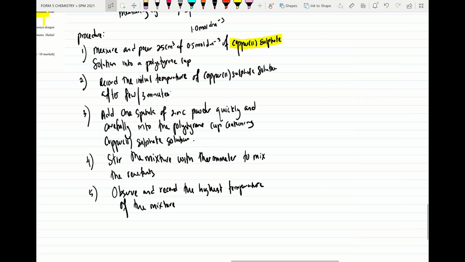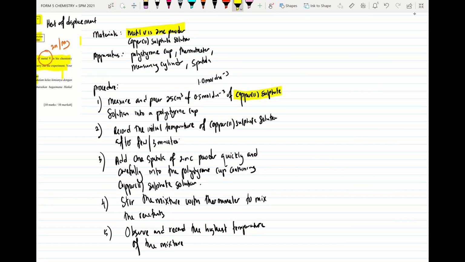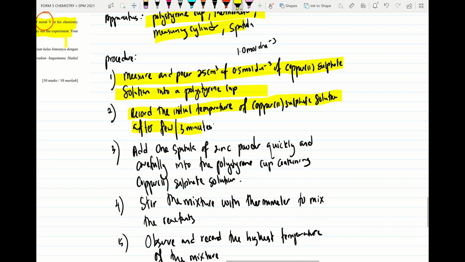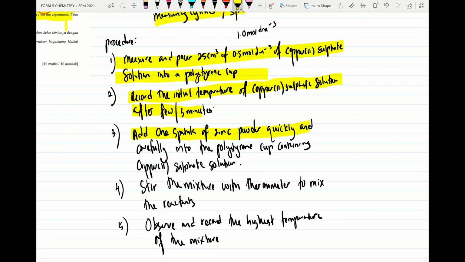All right, so these are the procedures that students must remember. Starting with the materials and apparatus: measure and pour 25 cm³ of 0.5 mol dm⁻³ copper(II) sulfate solution into a polystyrene cup. Record the initial temperature of the copper(II) sulfate solution after 3 minutes. Add 1 spatula of zinc powder quickly and carefully.